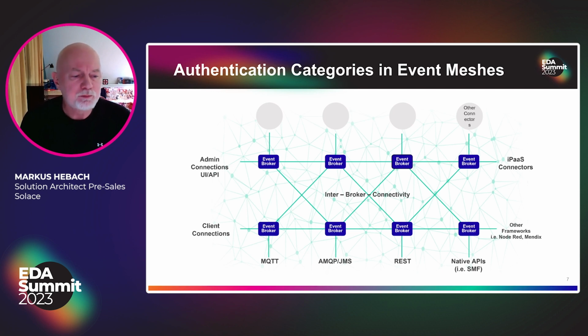You also have typical client connections, but the client connections are not all the same. They also differ in which protocol or API they connect with, and each protocol or API might have different capabilities to connect to the event mesh via the edge broker, let's call it like that. Then you also have frameworks or application types like Node-RED or Mendix, which is a low-code application.